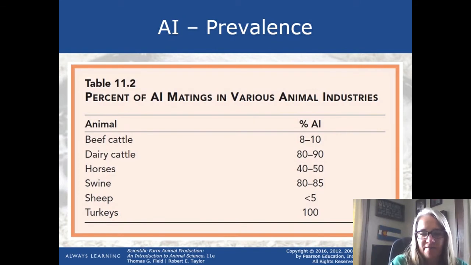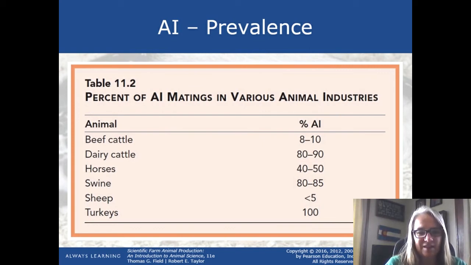AI is pretty prevalent in all parts of the animal agriculture industry, but we definitely see it happening more in some animals than others. If you'll note at the middle of that table there, dairy cattle, almost 80 to 90% of the animals are artificially inseminated. In the swine industry, about 85% of the animals are inseminated. 100% of turkeys are. But then when we start to look at sheep, you can see that really it's less than 5% of the sheep industry that uses insemination. That is primarily on a show basis or a seed stock production situation.